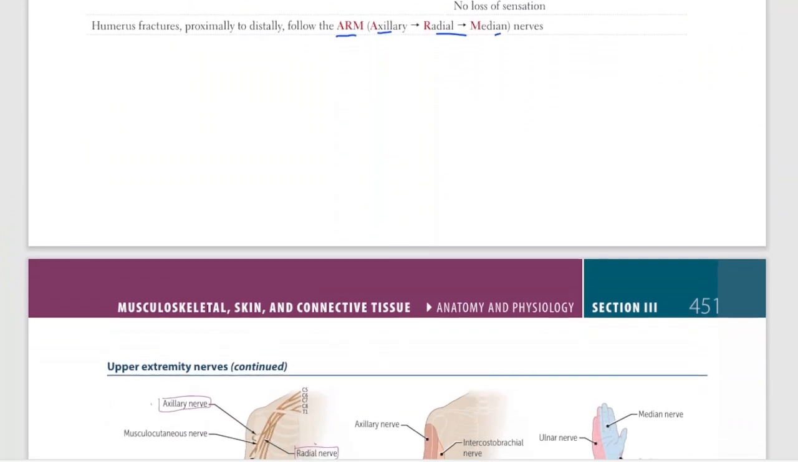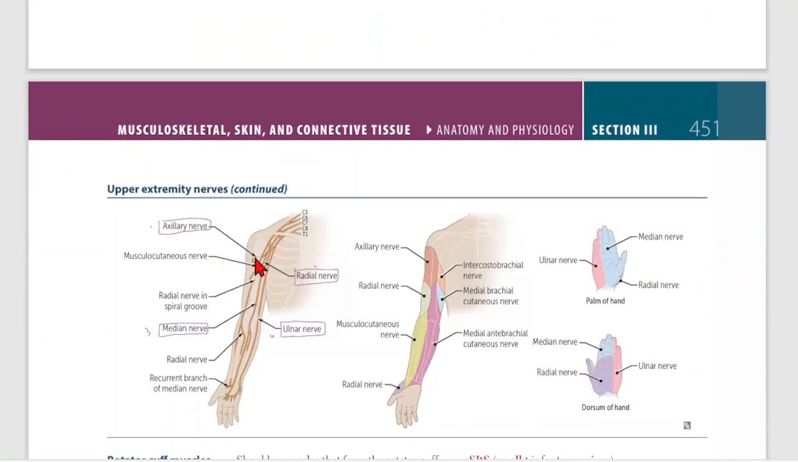Now another thing, see here: this is the axillary nerve. It comes here and supplies the deltoid muscle. This is the radial nerve. It moves posterior to the humerus and supplies the posterior muscles of the arm and forearm. This is the arm, and this is the forearm. This is the ulnar nerve. It arises on the medial side, goes here, and supplies the muscles of the hand.